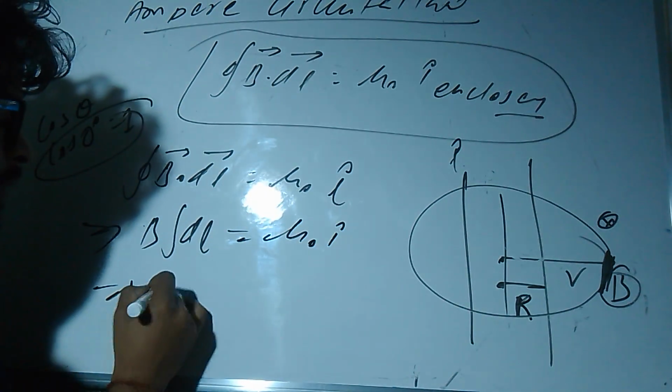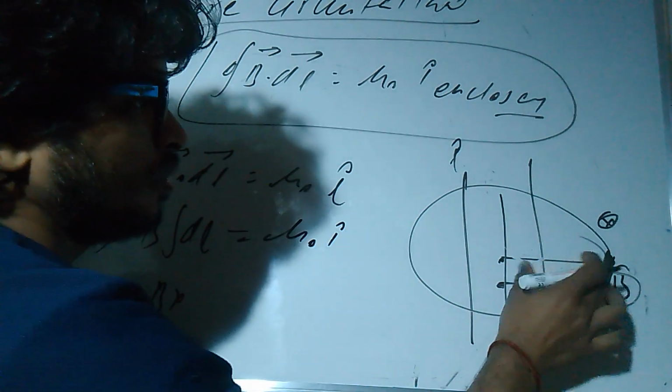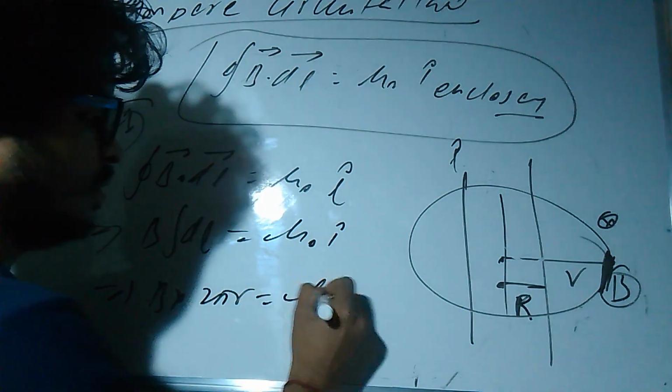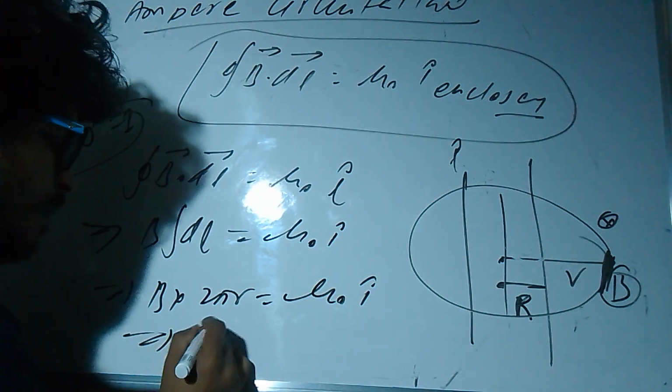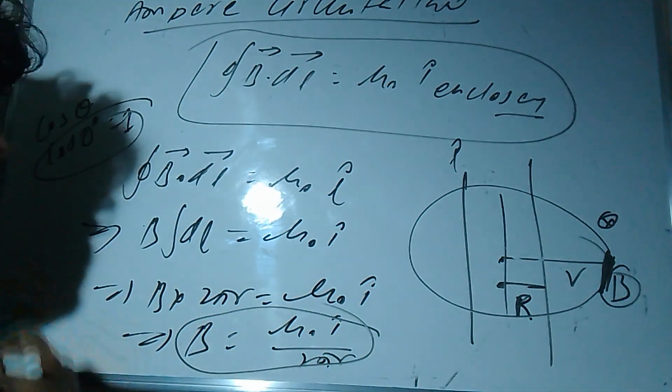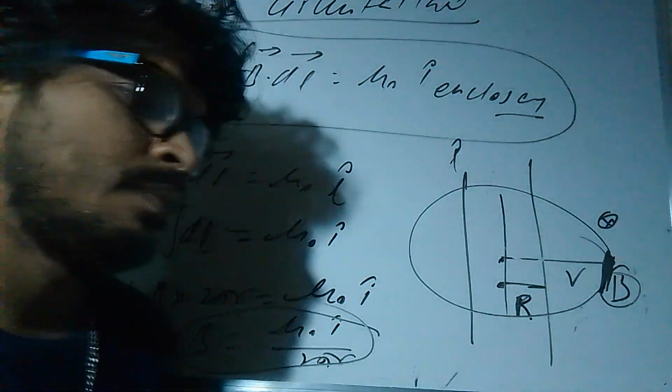So here the magnetic field, what is the closed integration of dl? It is 2 pi r, the circumference of this loop, so B times 2 pi r equals mu naught I. So from here we can find the magnetic field: mu naught I divided by 2 pi r. This is a very, very famous relation, you have to remember this relation. If you remember this relation, definitely you can sort out many issues.